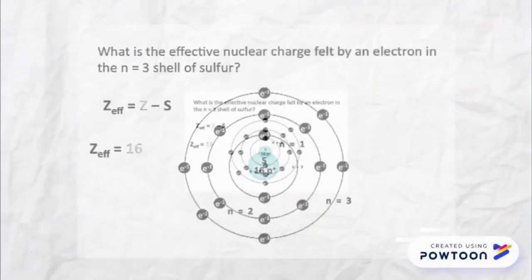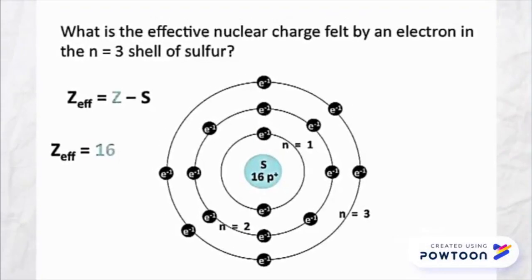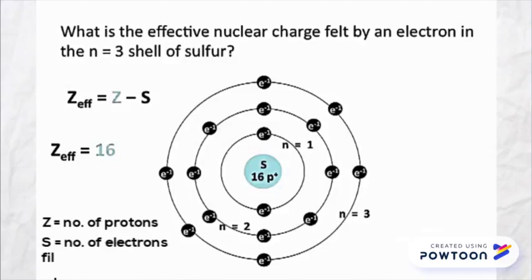Here, we have an example. How do we find the effective nuclear charge of sulfur at the n equals 3 shell? Firstly, to find the effective nuclear charge, the number of protons deducts the number of electrons found in the inner shell. In this case, the inner shell is the n equals 2 shell and the n equals 1 shell. Therefore, the number of protons, which is 16, minus the number of electrons found in the inner shell, which is 10. Hence, the effective nuclear charge for sulfur is 6.